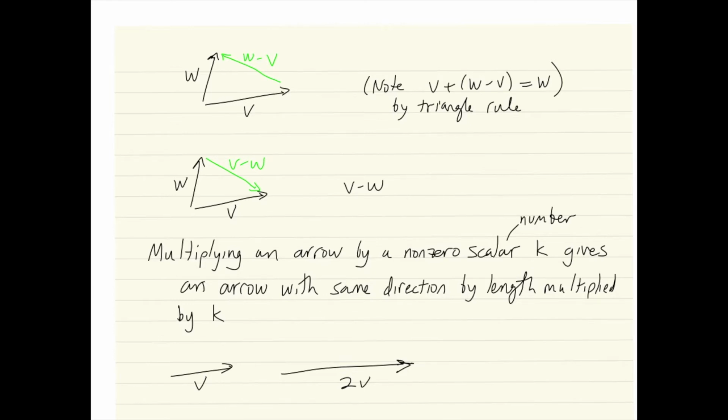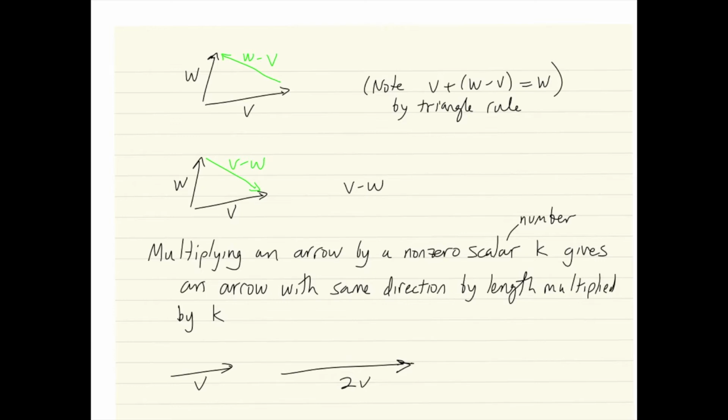Okay, so we've learned how to add two vectors, subtract two vectors, and then there's a third thing we can do, and that's multiply an arrow, again by arrow I mean vector or geometric vector, by a non-zero scalar. A scalar is just a number. I'm going to call that number k, and it's going to give an arrow with the same direction, but not the same length. So instead, the length is multiplied by k.